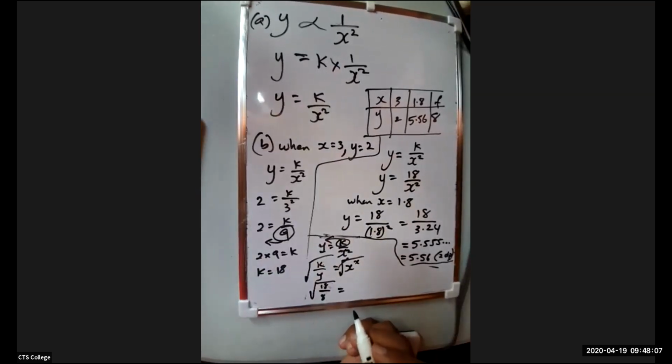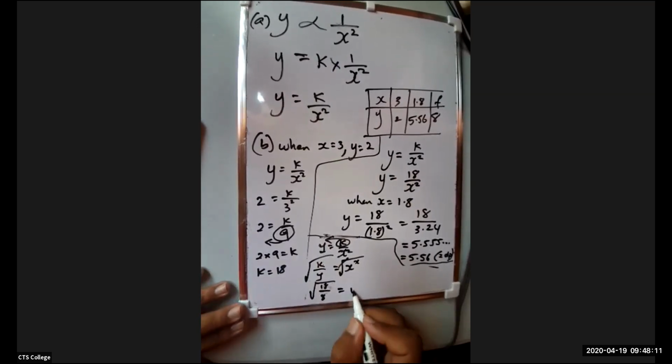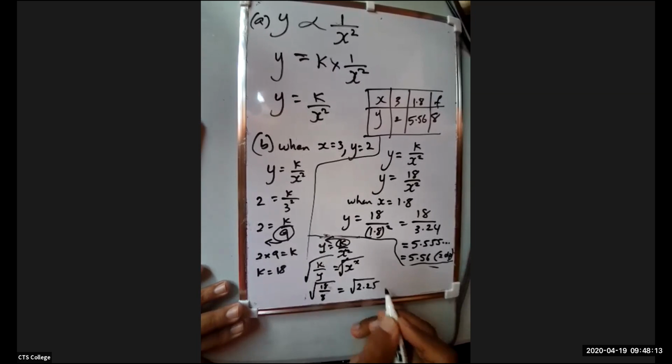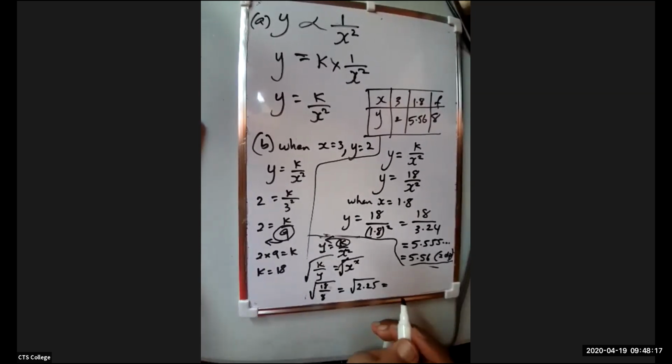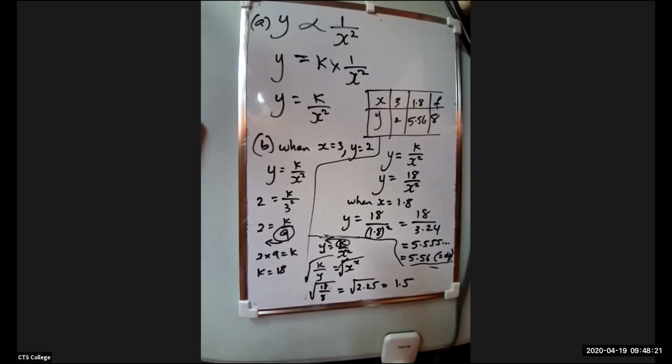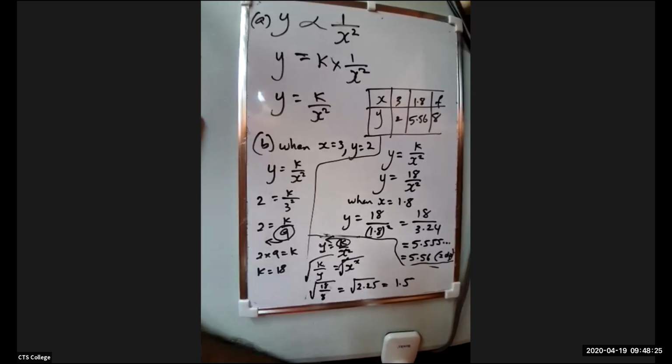Which is, yes, check, 18 over 8. And the square root of that is 1.5. So yes, whew, it's correct now. My bad. Yes. Thank you very much, ladies and gentlemen.